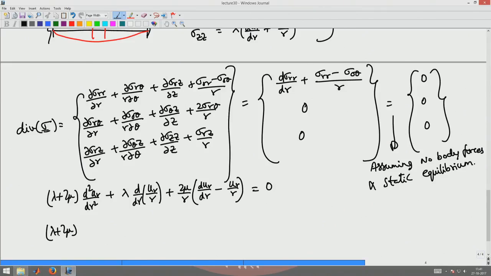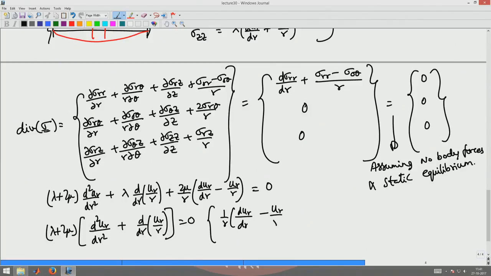Okay. Now, I can rewrite this equation as lambda plus 2 mu times d by dr of (du r by dr plus u of r by r) equal to 0, since I observe that 1 by r du r by dr minus u of r by r is nothing but d by dr of u of r by r.